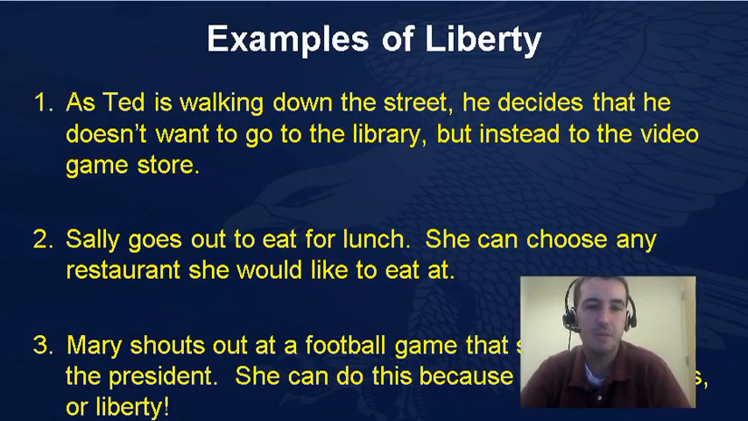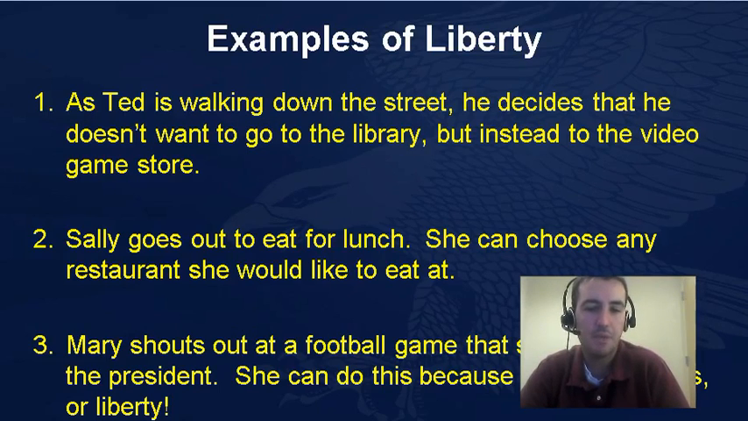So just some very basic examples of liberty. I'll read them to you. As Ted is walking down the street, he decides that he doesn't want to go to the library, but instead to the video game store. Ted making the decision to go to the video game store instead of the library was his liberty. He made that decision. It was his choice. It's what he wanted to do. So he was exercising his freedom of liberty.